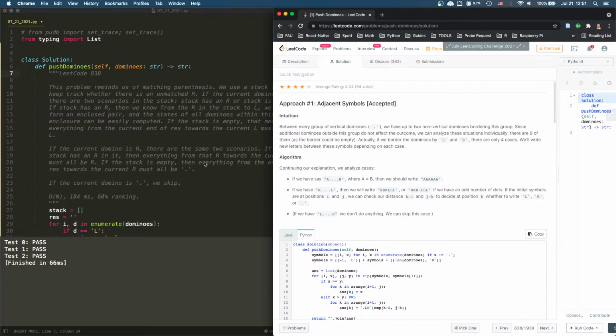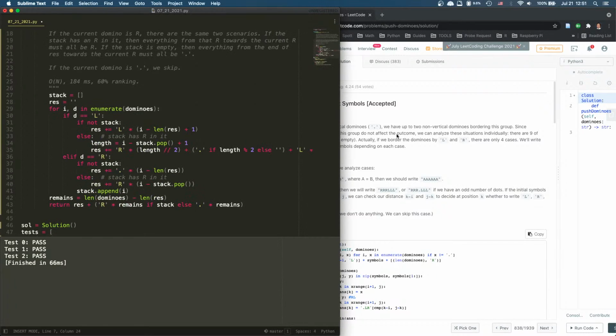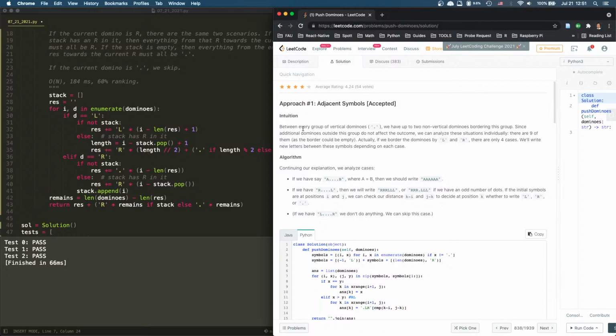Alright, let's take a look. Maybe they have different ideas than I do. But in every group of vertical dominoes, we have up to 2 non-vertical dominoes bordering this group. Since additional dominoes outside this group do not affect the outcome, we can analyze these situations individually. There are 9 of them, as the border could be empty. Actually, if we border the dominoes by L and R, there are only 4 cases. We'll write new letters between these symbols depending on each case.